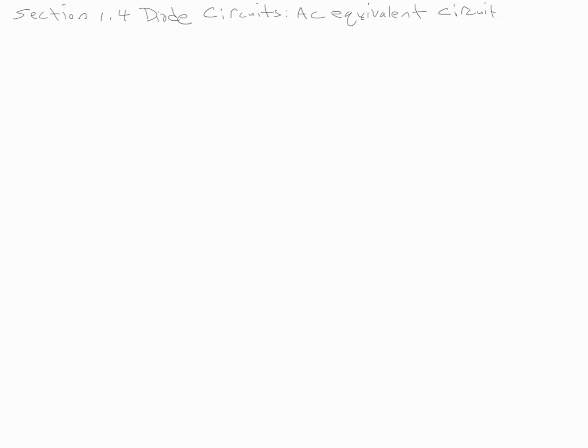So this is section 1.4, diode circuits and AC equivalent circuit. What they're showing is we have an AC signal VI, and we also have a DC signal from a power supply VPS. And this is going to be our input signal VI.